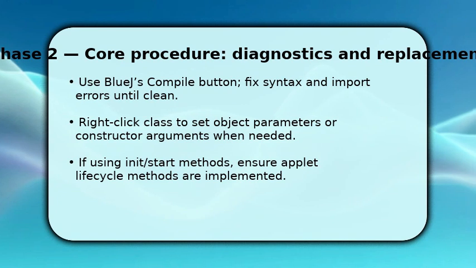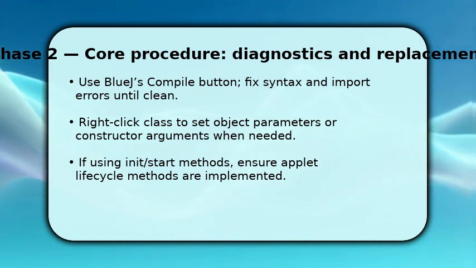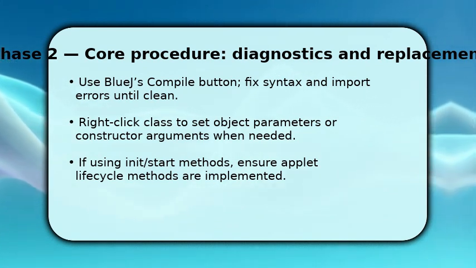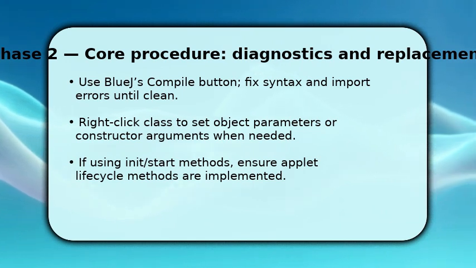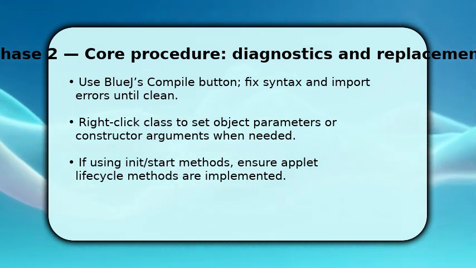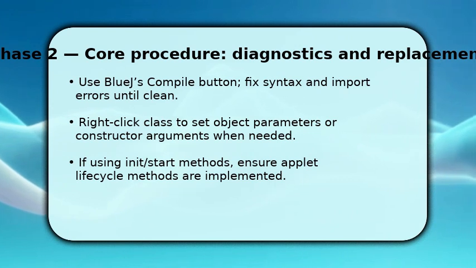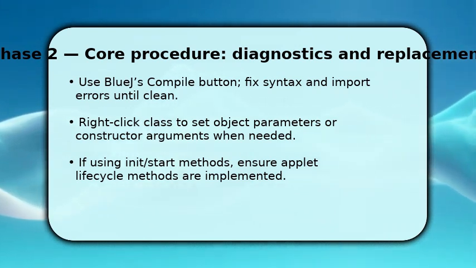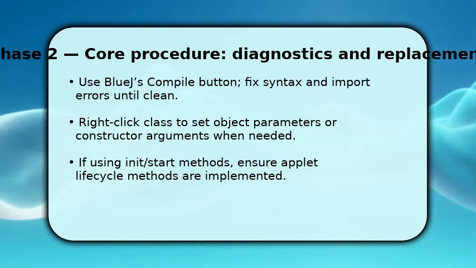After a clean compile, right-click the applet class in Bluej to access run options or to create an object instance with parameters. This matters when your applet uses constructors or custom settings. Also verify that init, start, paint, and stop are implemented as required so the lifecycle behaves predictably.